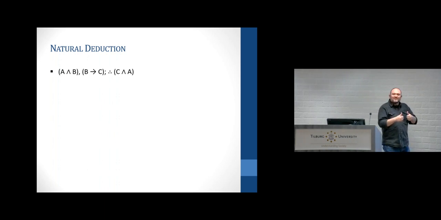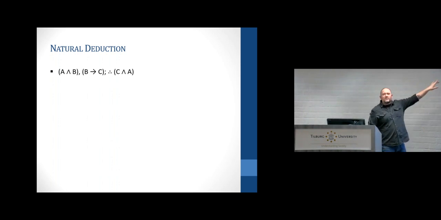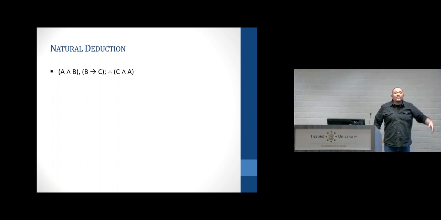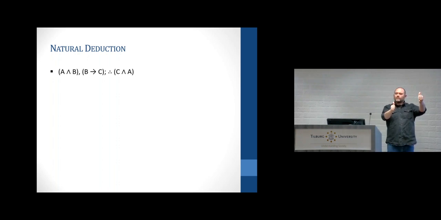What do you think? Yeah? It's valid. So let's talk through it. We have our two premises, and our first premise is A conjunction B. We know that conjunctions are only true whenever both conjuncts are true, right? So the truth of our first premise tells us that A is true and that B is true.